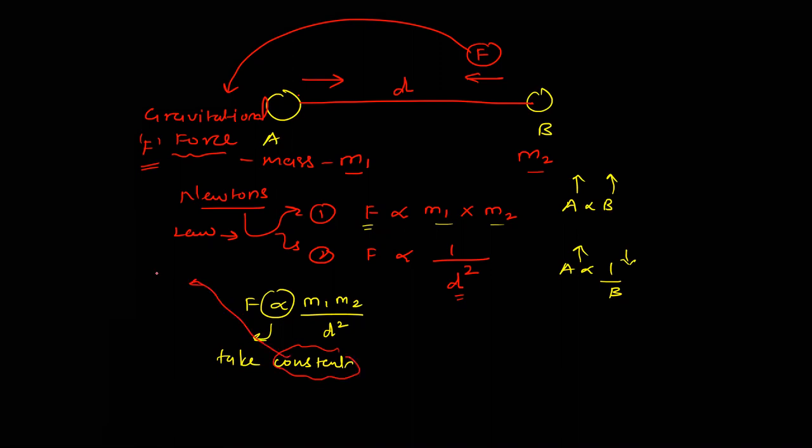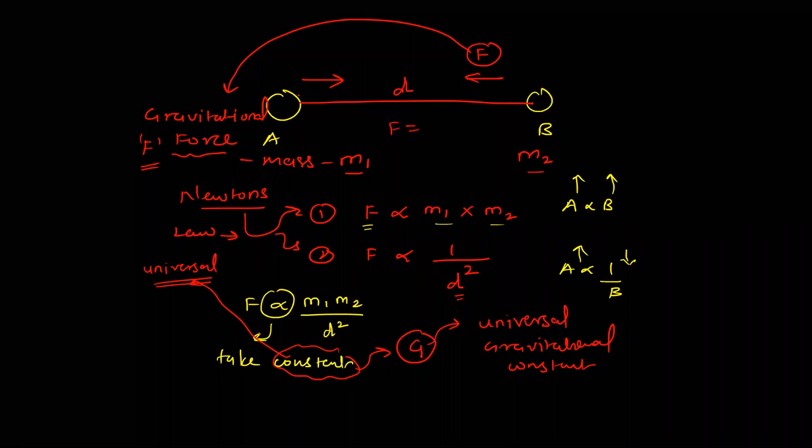A constant means its value will not change anywhere. Universally it has the same value. That's why I will put here the constant capital G, that is called the universal gravitational constant. So now the final formula becomes F equals G M1 M2 upon D square. So this is our formula for Newton's gravitational force.